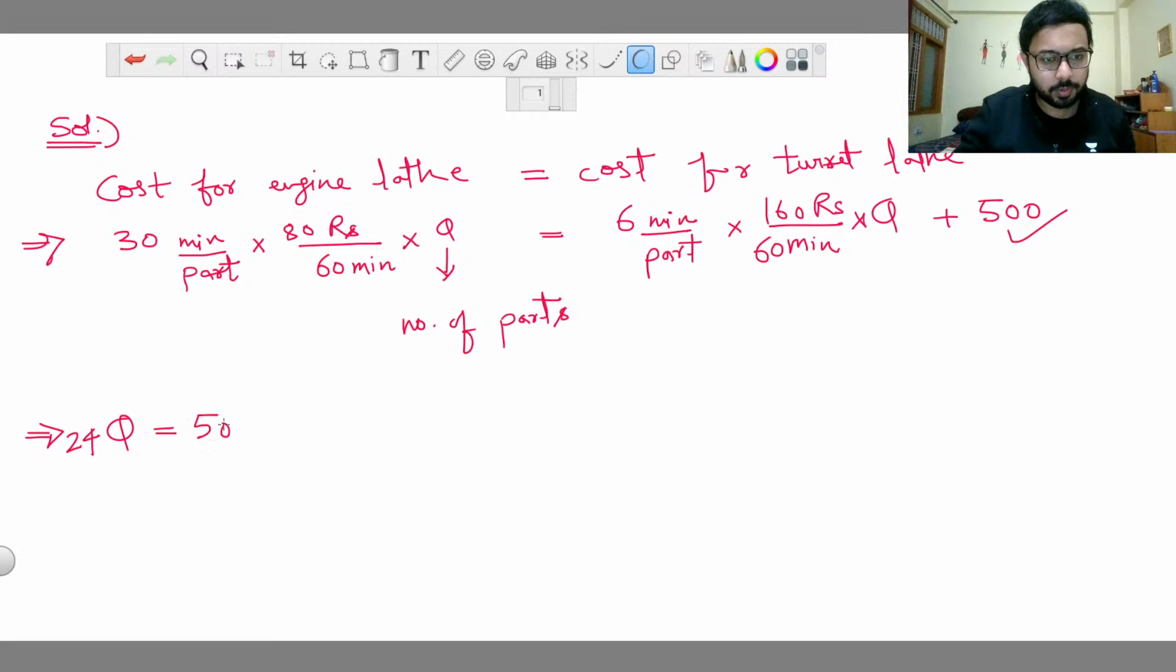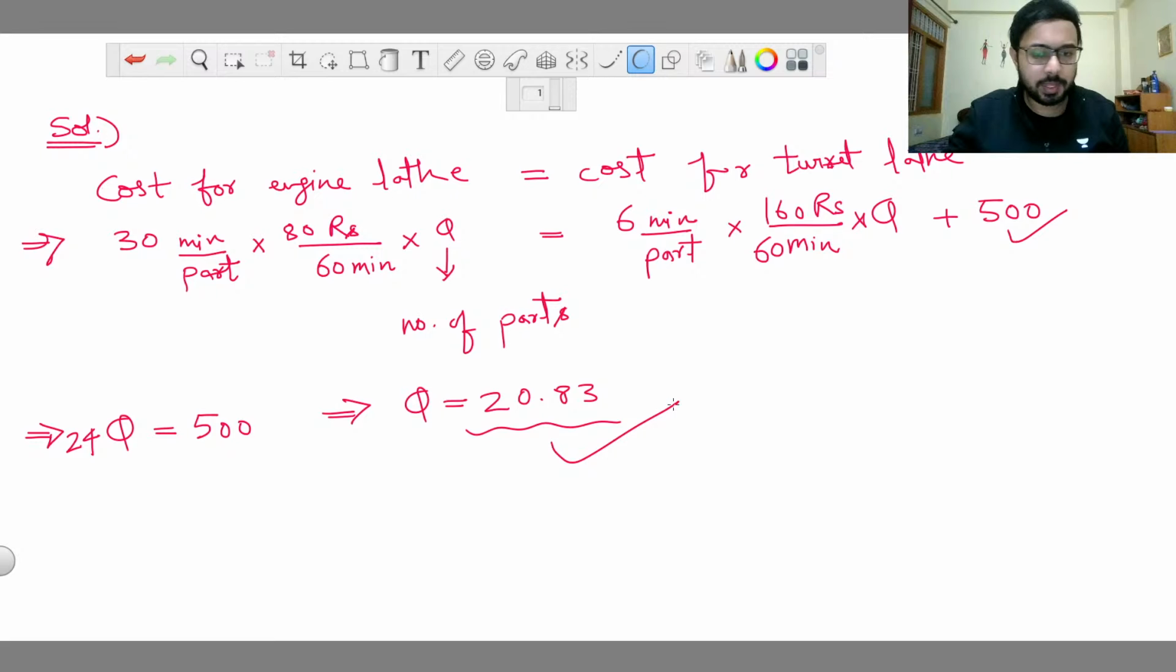is equal to 500. So from here Q, the minimum number of parts after which the turret lathe will become economical, is obtained. So it will be simply 500 divided by 24. So it is coming out as 20.833. Now one more important thing that you have to take into account here is Q.